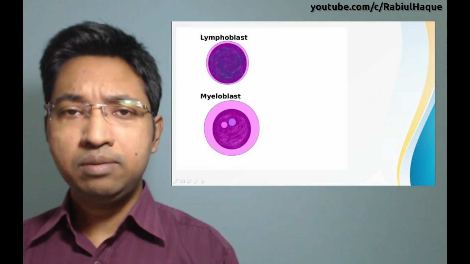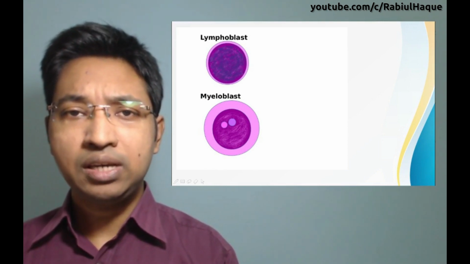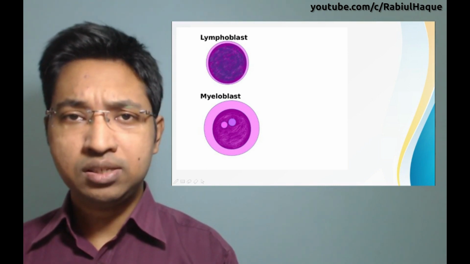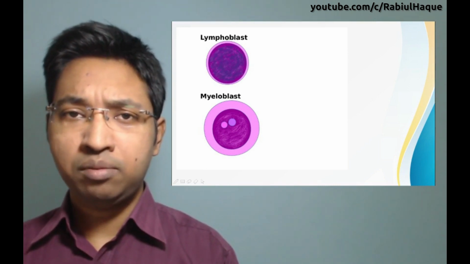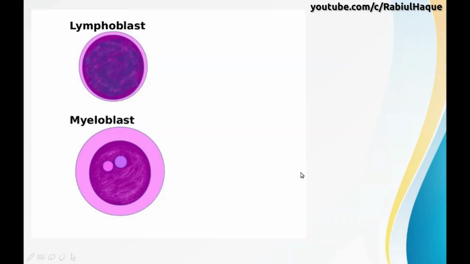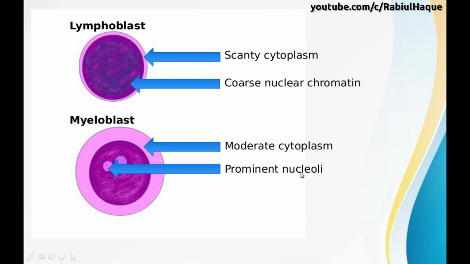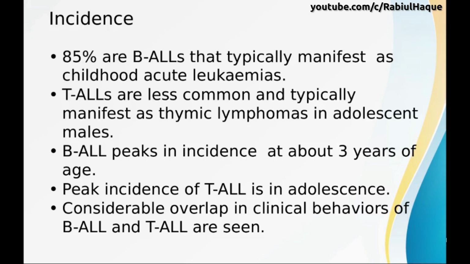So in this image, we can see a lymphoblast and we can also see a myeloblast. Can you see the major differences between these two types of blast cells? Yes, we can see lymphoblast has scanty cytoplasm and the nuclear chromatin are coarse. On the other hand, myeloblast has moderate amount of cytoplasm and prominent nucleoli.